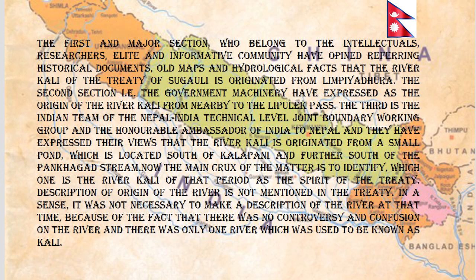Now the main crux of the matter is to identify which one is the river Kali of that period, as the spirit of the treaty. A description of the origin of the river is not mentioned in the treaty. In a sense, it was not necessary to describe the river at that time, because there was no controversy or confusion on the river, and there was only one river which used to be known as Kali.